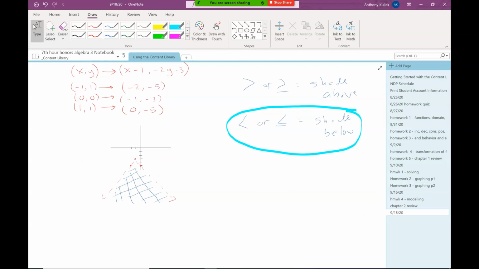You just have to remember drawing your line either solid or dashed, and then to do your shading either above or below, which all of those decisions are made by the type of inequality you have. Let's do one more, and then we'll move on to the next thing. Sound okay?